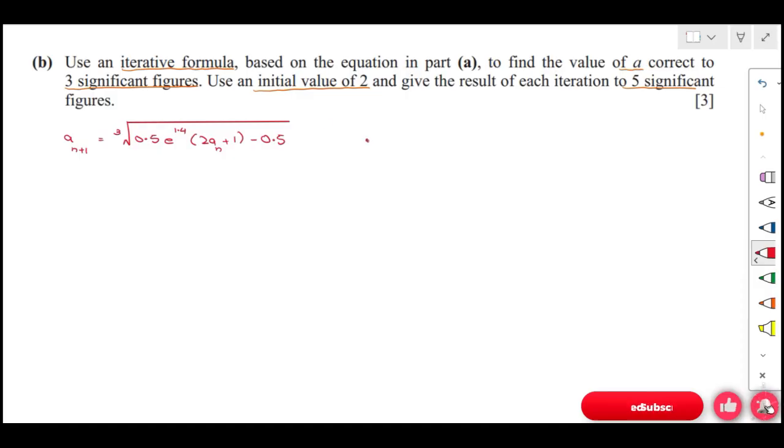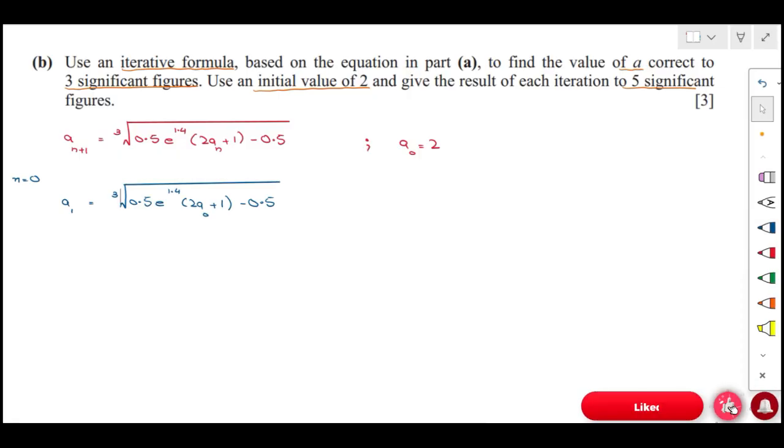So this is the iterative formula, and the initial guess a0 is equal to 2. Now we have to give values to n. When n is equal to 0, you have a1, which is equal to the cube root of 0.5 e to the power 1.4 times 2a0, which is 2, since the initial value given is 2, plus 1, minus 0.5. Okay, let me solve this.